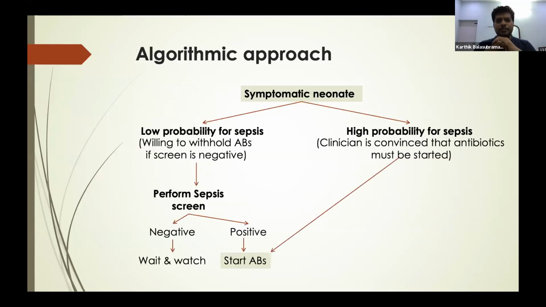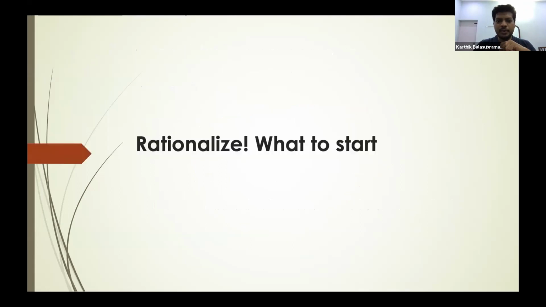So simple approaches. For an asymptomatic baby, a risk factor based approach is useful. For a symptomatic neonate, if there is low probability of infection based on your clinical examination, you can do a screen. If the screen is negative, you can wait and watch. If the septic screen is positive, you can start the baby on antibiotics. If your baby is symptomatic and your clinical examination suggests a high probability of infection based on various other factors, then you can go ahead and start the baby on antibiotics.